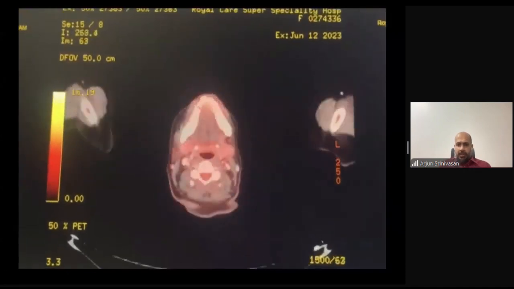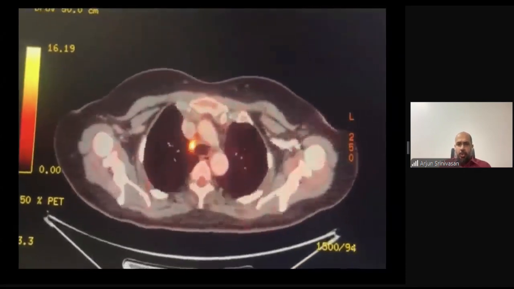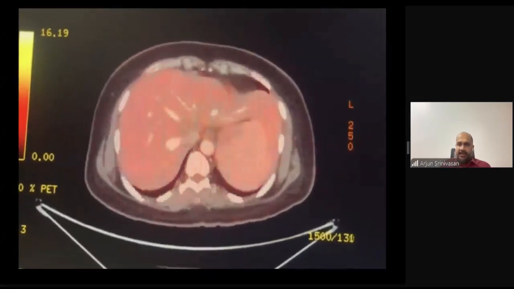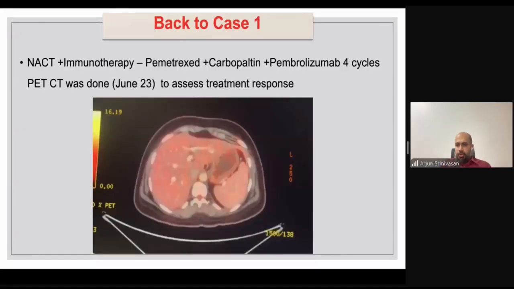So if you look at the PET-CT here, you can see that there are new highly PET-avid nodes which have popped up, and the mass has really shrunken in size. So at this point of time, the patient gets referred back to us to try and explain the reason for this lymph node which has popped up.